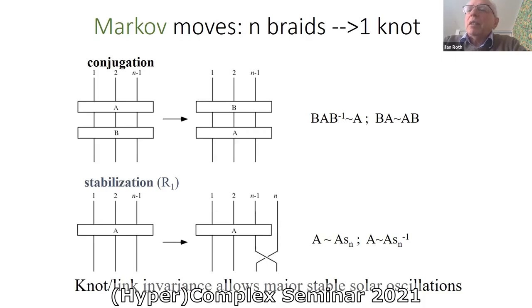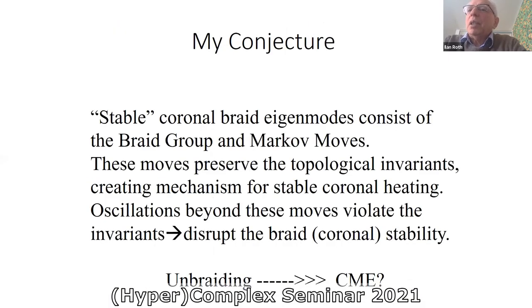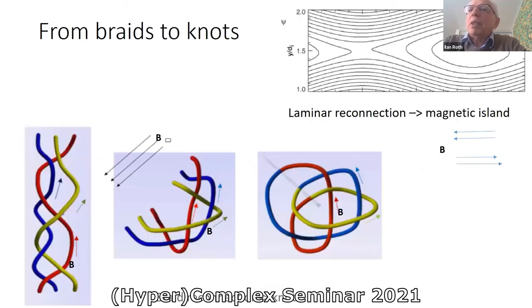Markov gave a fantastic story of what kinds of braids can be preserved, the motion of braids with modification, which I will leave as just a picture. And this gives possible solar oscillations which are stable. My conjecture is that the braid group and Markov moves are the mechanism which partly keeps the solar corona heated. If they are destroyed, this can also be a source for coronal mass ejections.